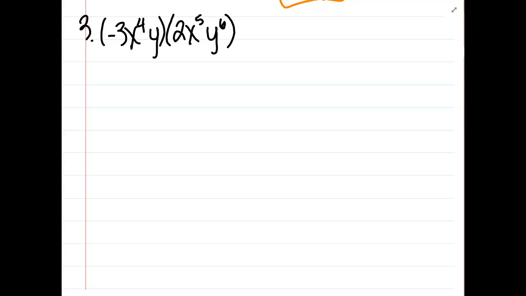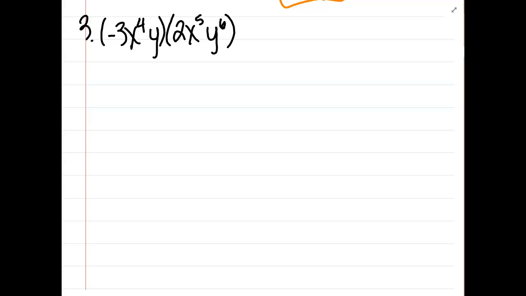And inside the parentheses, it's negative 3 times x to the 4th times y. And in the second set of parentheses, it's 2 times x to the 5th times y to the 6th. It's just a big multiplication problem. That's all it is. So even if you don't write out this step, what you're doing in your head is you're kind of picking out the things that you can actually multiply together. You can multiply the x's together and add their exponents. You can multiply the y's together and add their exponents. And you can multiply negative 3 times 2, right?